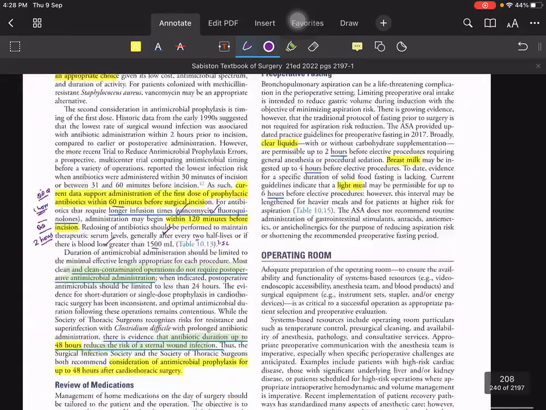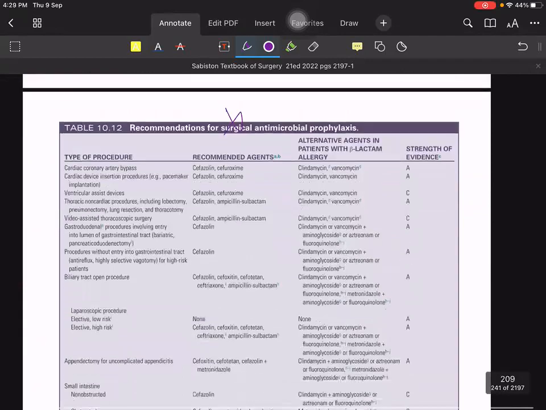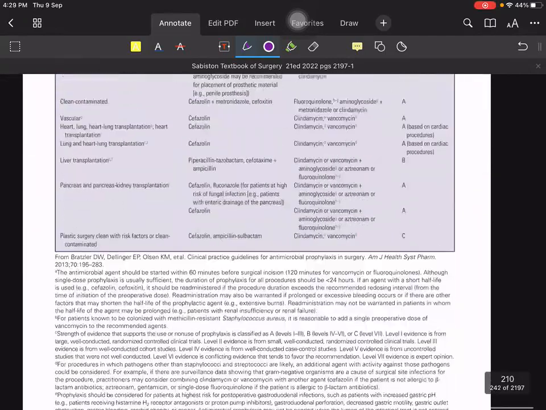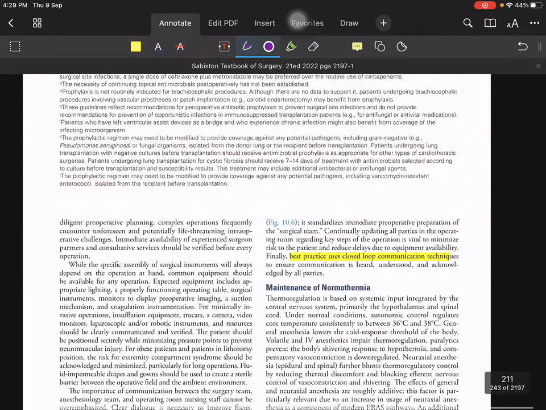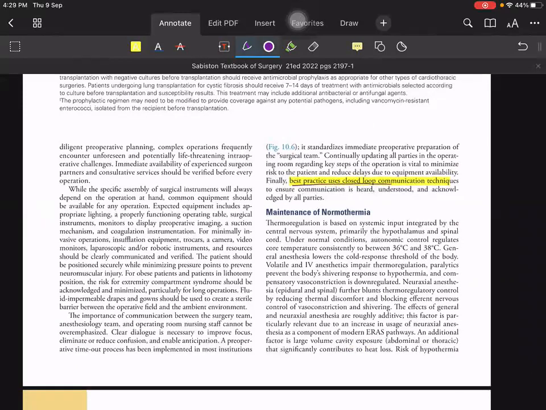Next, come to the operating room. Not many MCQs here. Best practice uses closed loop communication techniques to ensure communication is heard, understood, and acknowledged by all parties. So remember that closed loop communication.